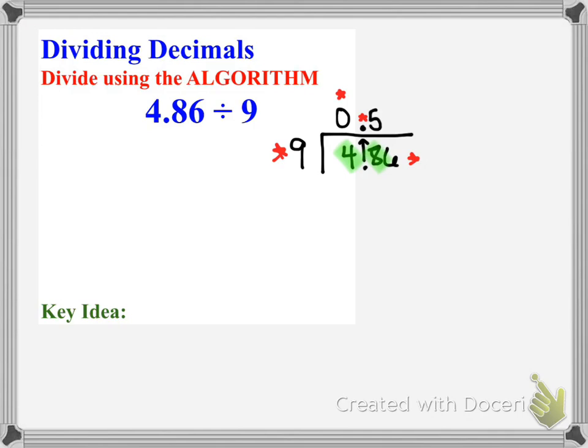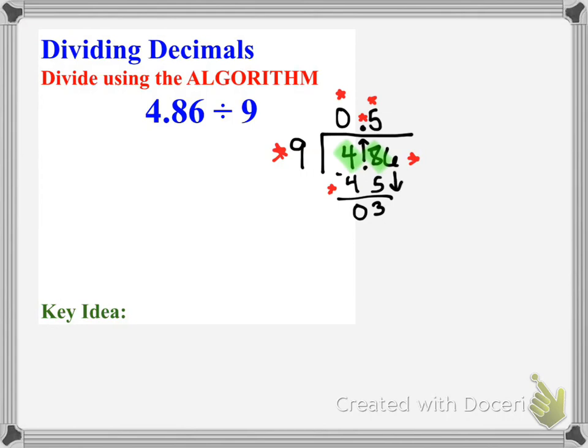9 goes into 48 5 times. That's a star if you have the 5 in the quotient in the tens place, and then you have to subtract 45 because that's what 9 times 5 is. So if we subtract 48 minus 45, that will give you a star because that is the correct multiple, and then you will get a remainder of 3.